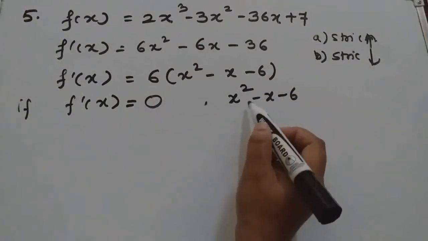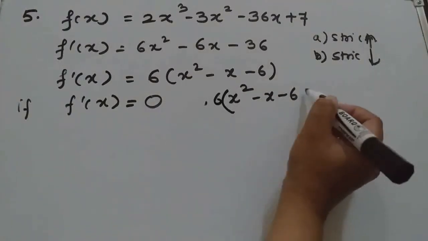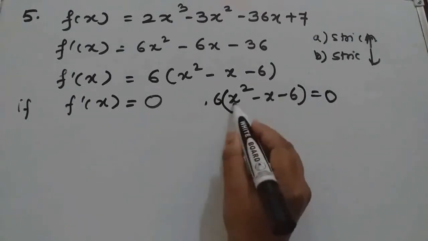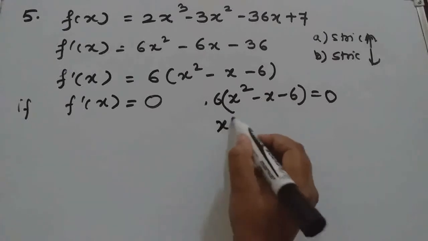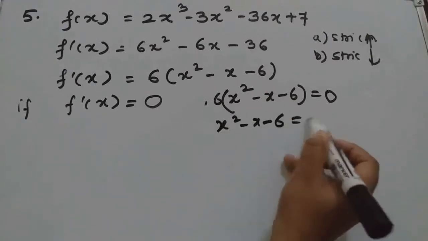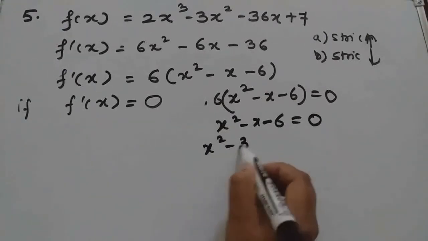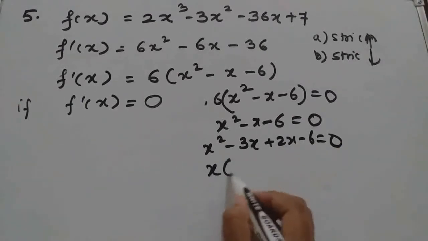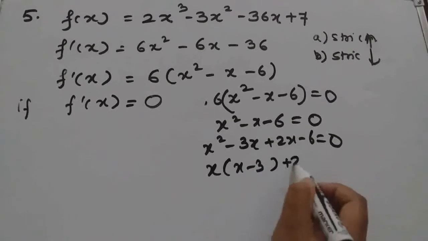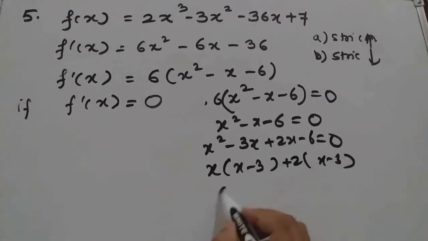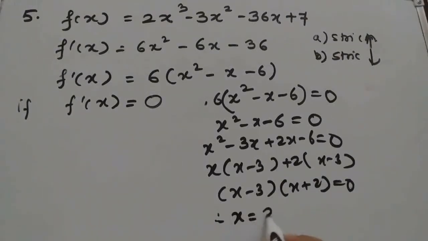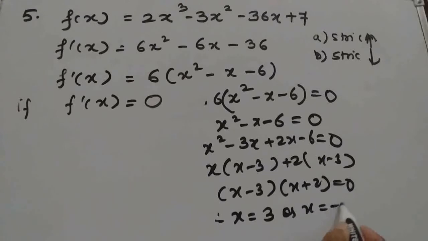So x square minus x minus 6 equals 0. This is a quadratic polynomial. So what values of x will we get here? x square minus x minus 6 equals 0, we can write minus 3x plus 2x. So (x minus 3) plus 2 times (x minus 3), so (x minus 3)(x plus 2). Therefore the value of x will be 3 or x is minus 2.